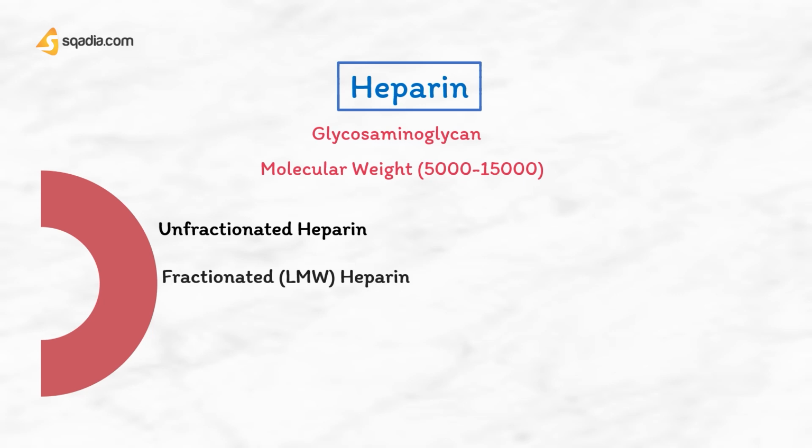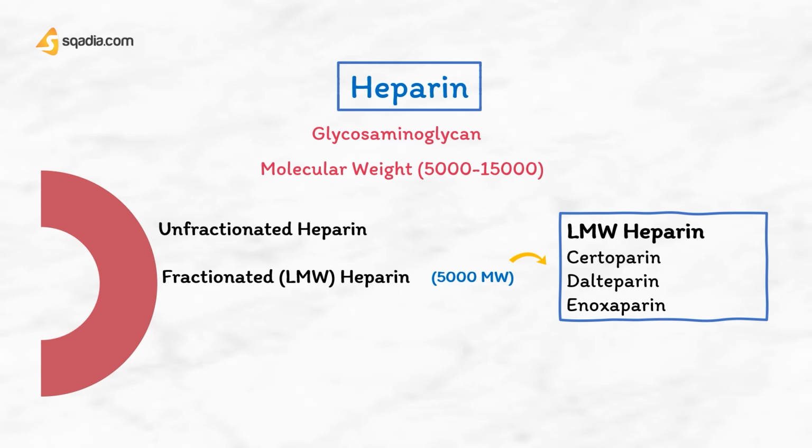Second is the low molecular weight or fractionated heparin, which can be produced by cleavage of native heparin. Molecular size is less heterogeneous, with a mean of 5,000. Examples include certoparin, dalteparin, enoxaparin.